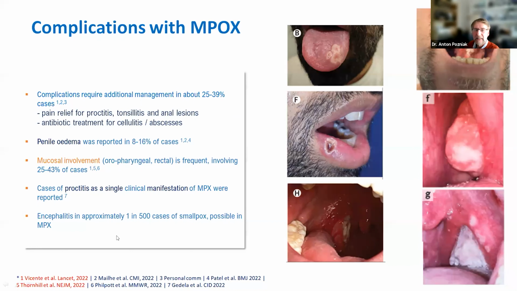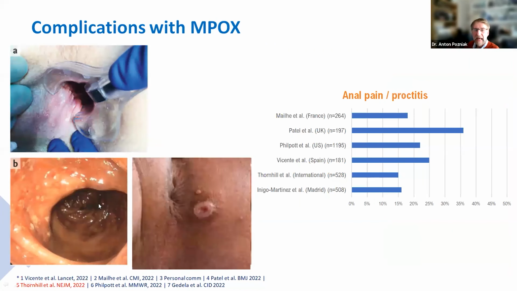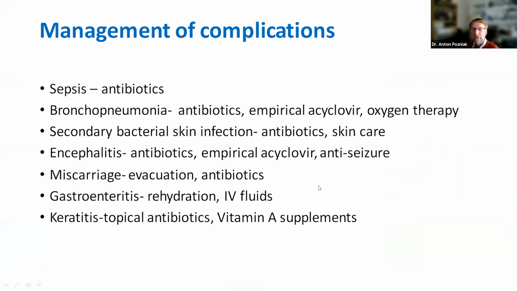Encephalitis can occur, and it used to occur in smallpox, and it can occur in monkeypox too. And you can get edema as well of the penis. So there's lots of issues to do with pain relief, antibiotic treatment, etc. So here's some perianal lesions, and here's some lesions inside the rectum, and you can see they've been described by a lot of people.